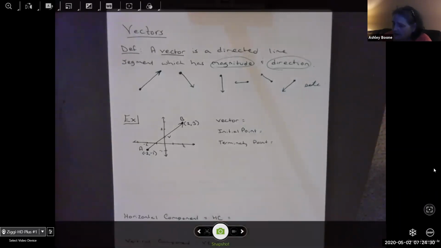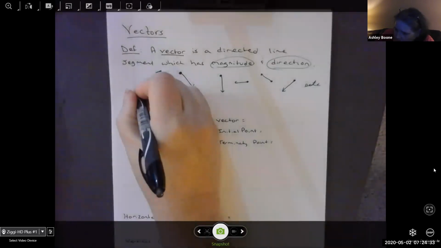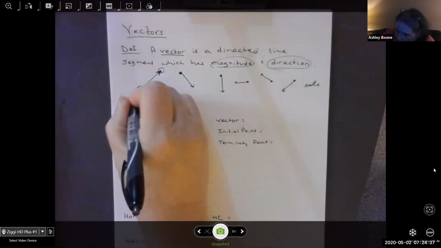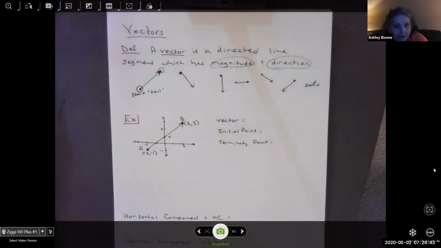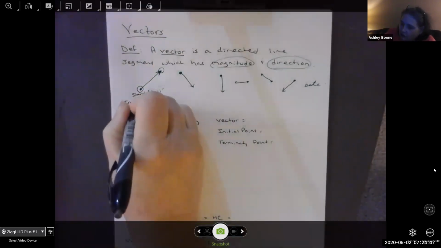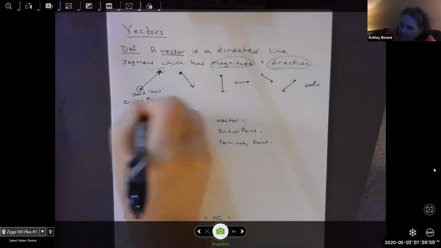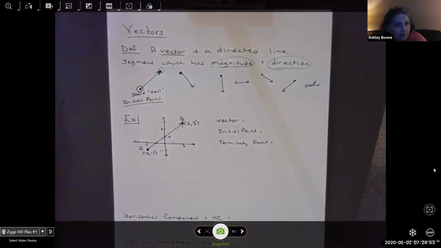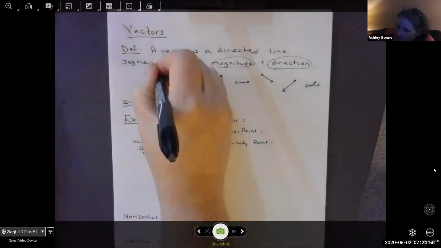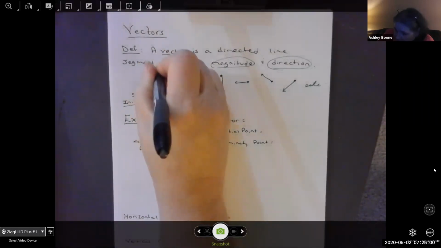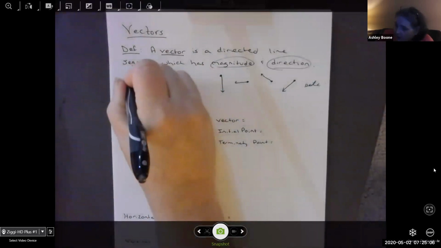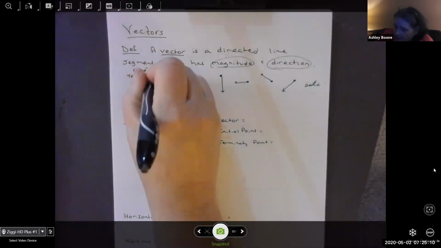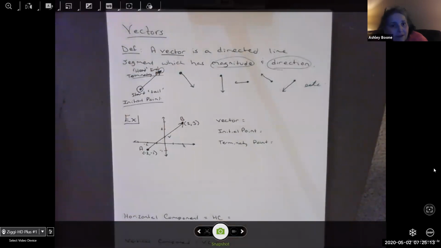Now, one thing about a vector is every vector has a start and an end. This point where we're starting, or what's also referred to as the tail of the vector, is the initial point. What is our starting point? What is our initial point? Sometimes, again, you might hear me say tail of the vector. This point over here is the end of the vector or the head of the vector, okay? And this is what we call the terminating point, okay? Every vector has a location where it starts and a location where it ends.